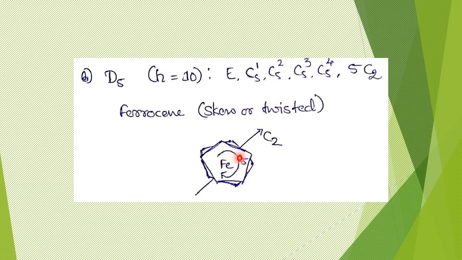So such a C5 axis exists, and now along with that, even a C2 axis, just one such C2 axis I have shown.